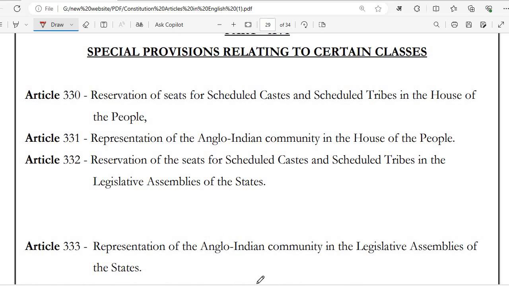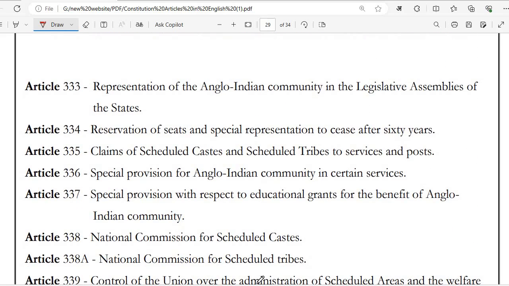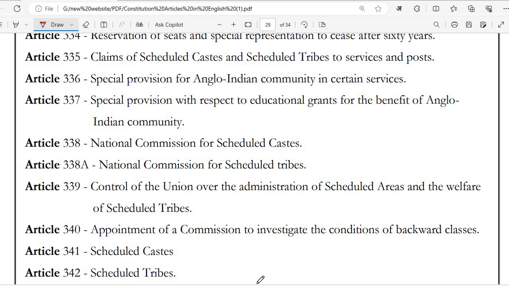Article 330, reservation for SC/ST in the House of the People. Lok Sabha has given reservation to SC/ST. Okay, 331, Anglo-Indian community in the House of the People. Now it has been ceased. 332, representation of SC/ST in the state assemblies. 333 has now been ceased. 334, reservation can be extended, right? Next, Article 338, National Commission for Scheduled Castes, and Article 338A, National Commission for Scheduled Tribes.